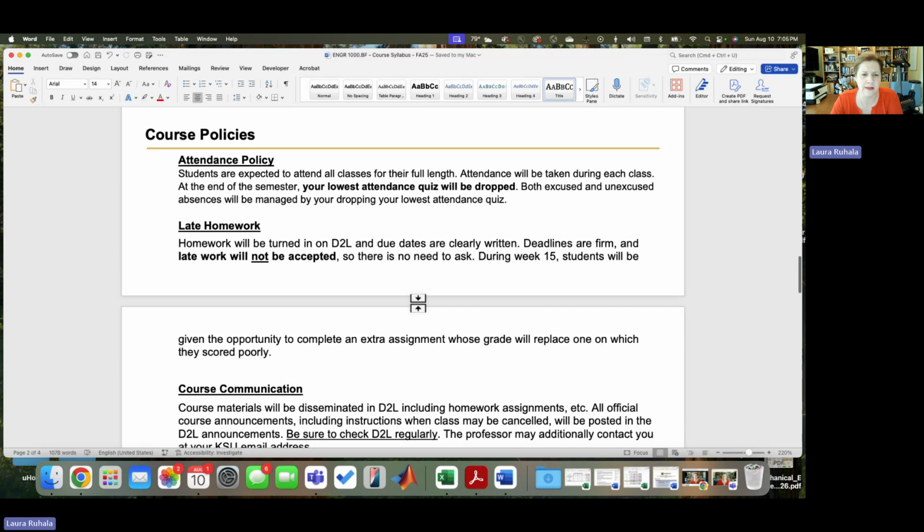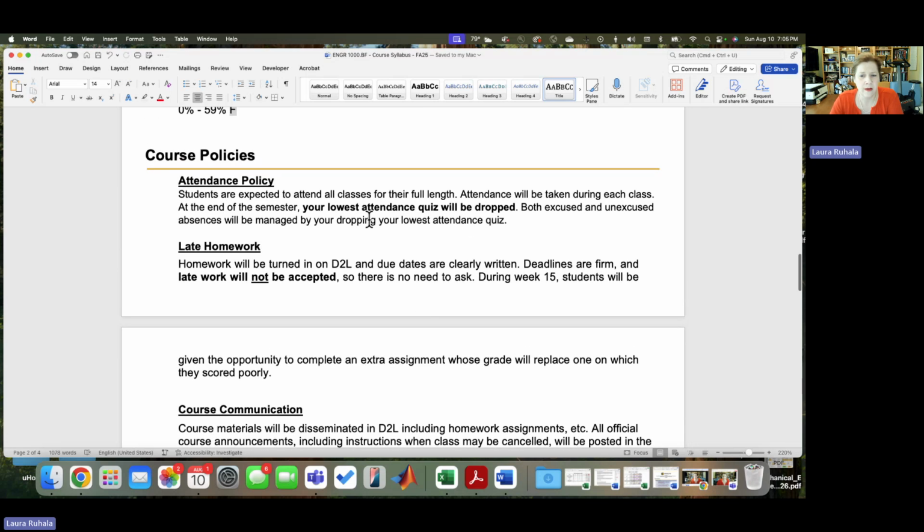Okay, on the course policies. They're expected to be there for their full length. Attendance is taken at the end of the semester. This is for the face-to-face. At the end of the semester, the lowest attendance quiz will be dropped. Both excused and unexcused absences will be managed by dropping your lowest attendance quiz.